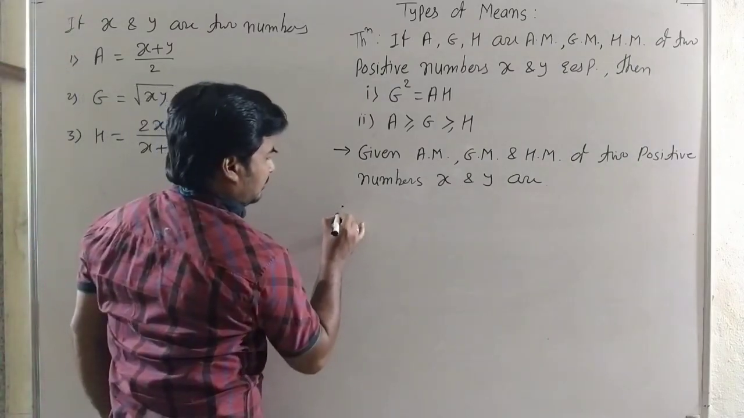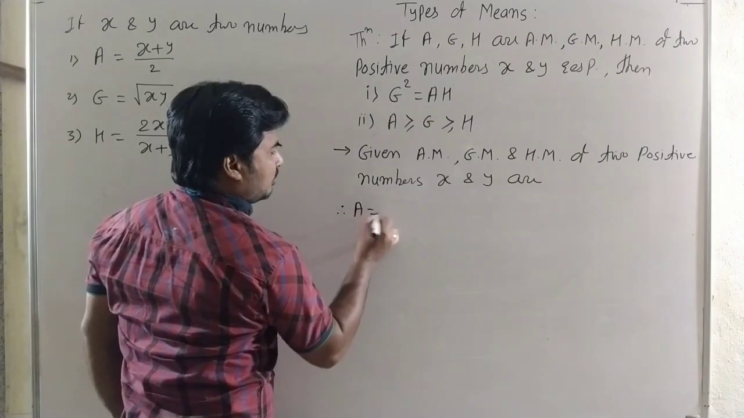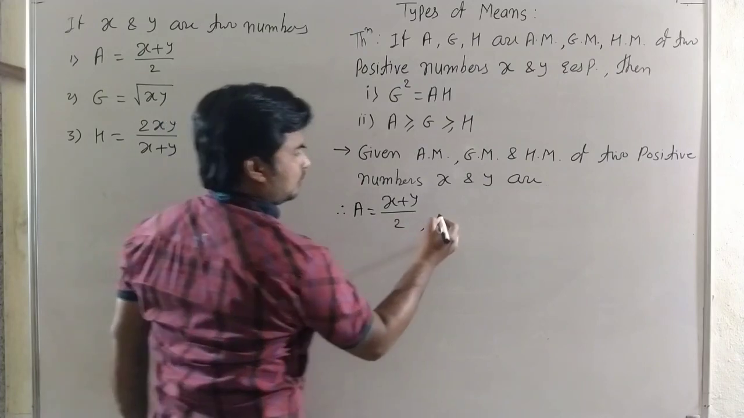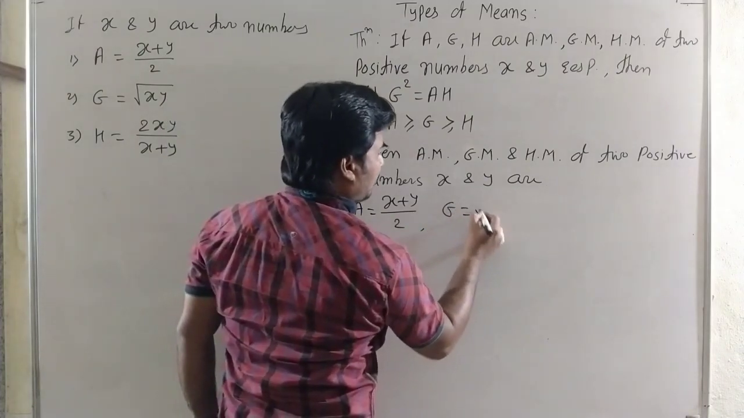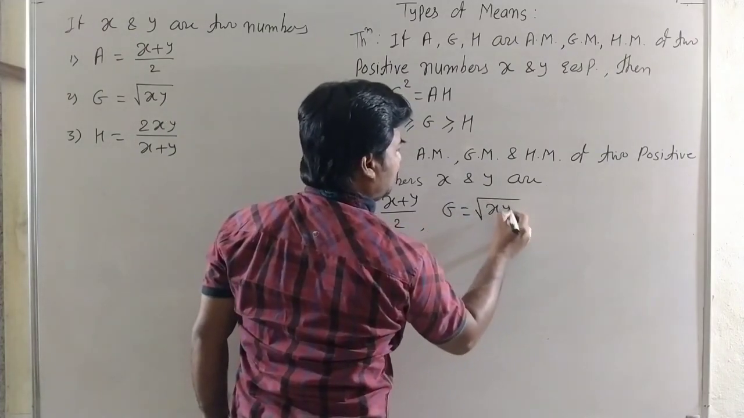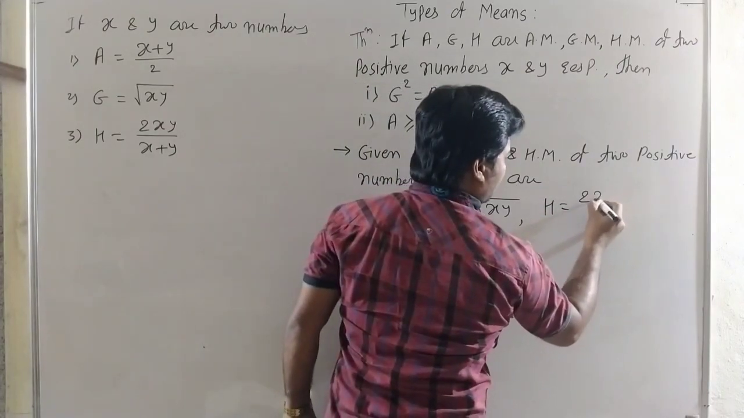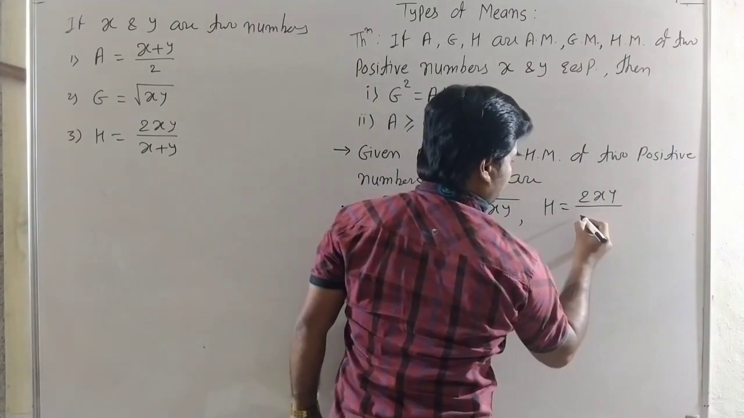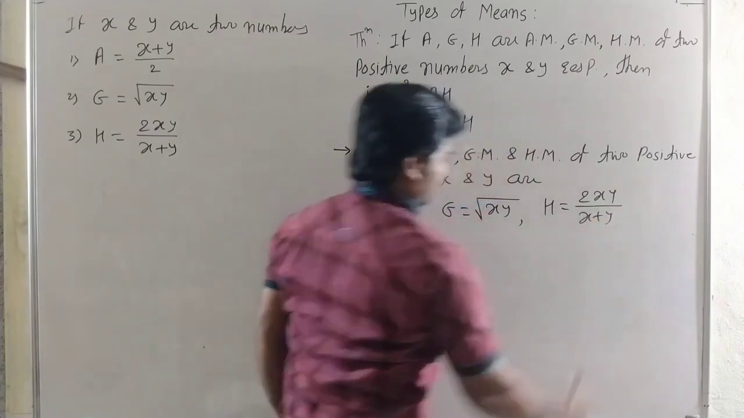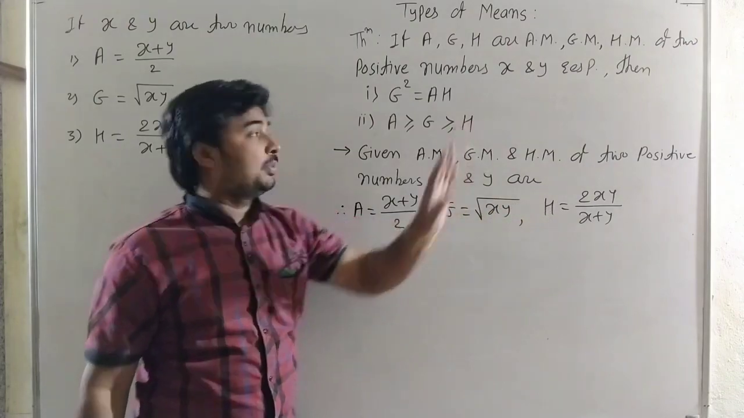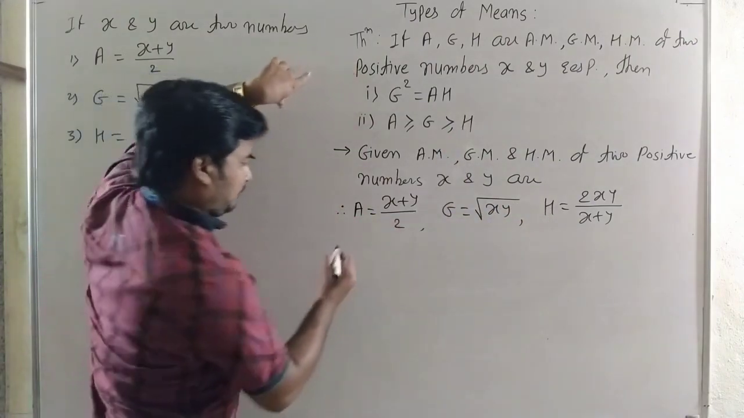Therefore we can write A is equal to x plus y upon 2, G is equal to under root of x into y, and H is equal to 2xy upon x plus y. It is the arithmetic mean, the geometric mean and the harmonic mean. Now first we prove number 1.